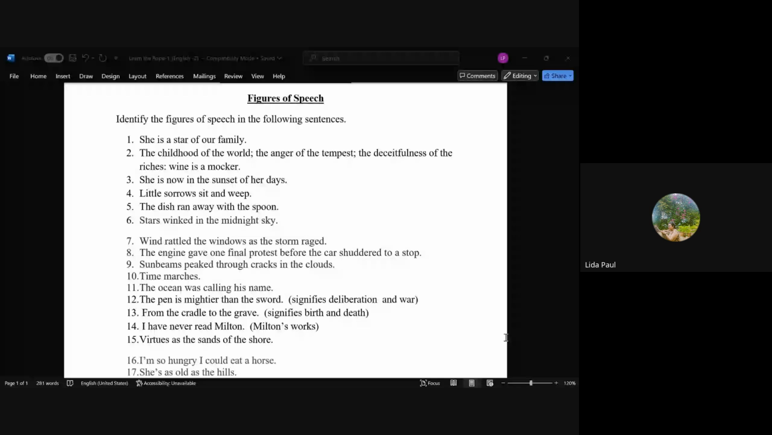Right. So, childhood of the world, the anger of the tempest. Now, I think in the last class, someone pointed out that mostly it's the verbs that figure in personification, right? While that holds true, we also see cases like this where you do not have a verb, but what you instead have are nouns, mostly abstract nouns, associated with human attributions, human qualities. So yes, correct. The second one is personification. And how about the third one?